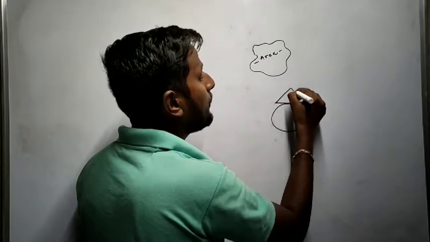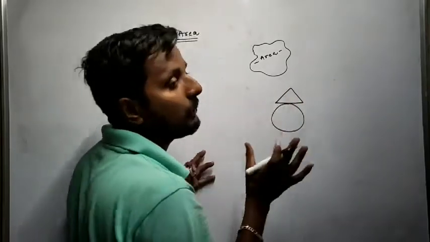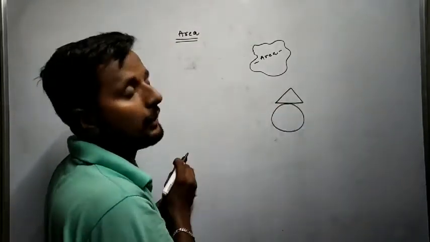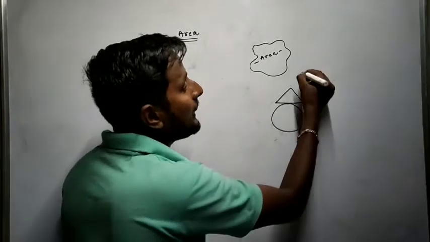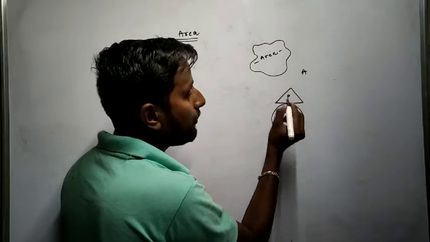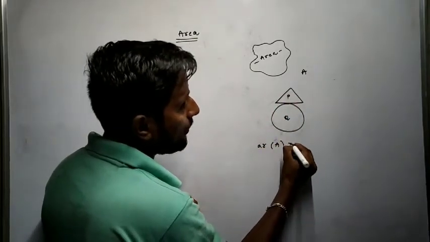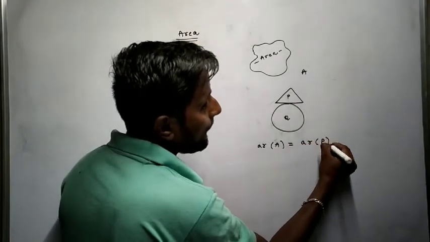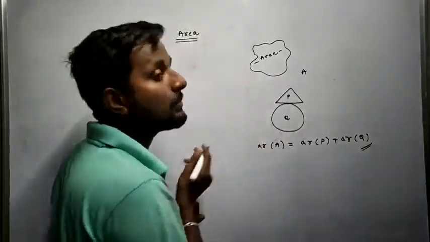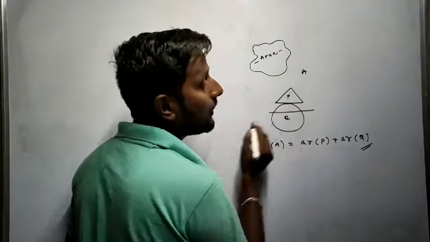A complex figure is made by two or more figures. Here, if I want to find the area, I'll treat the total diagram as A, but individually I can treat it as diagram P and diagram Q. So I'll write area of diagram A equals area of P plus area of Q, because here the diagrams are non-overlapping. That means the triangle does not enter the circle.